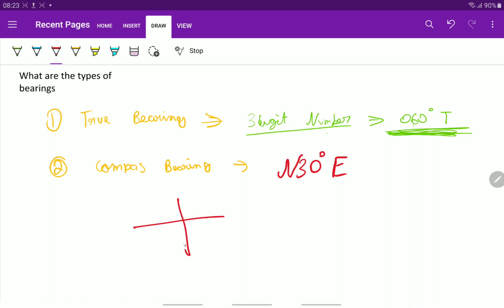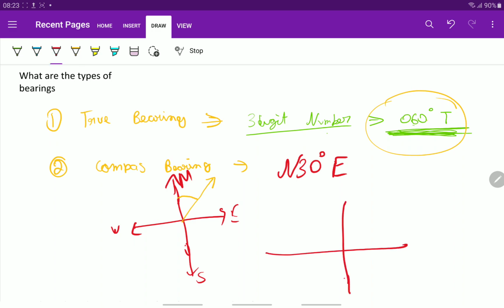Draw a coordinate plane kind of thing. North, south, east, west. Now, how 060 true would look is you start at the north point and you go 60 degrees and you construct your line there. Got it? They're both directions, but different forms of calling the directions, okay? We know north, south, east, west. It's always good to label them.